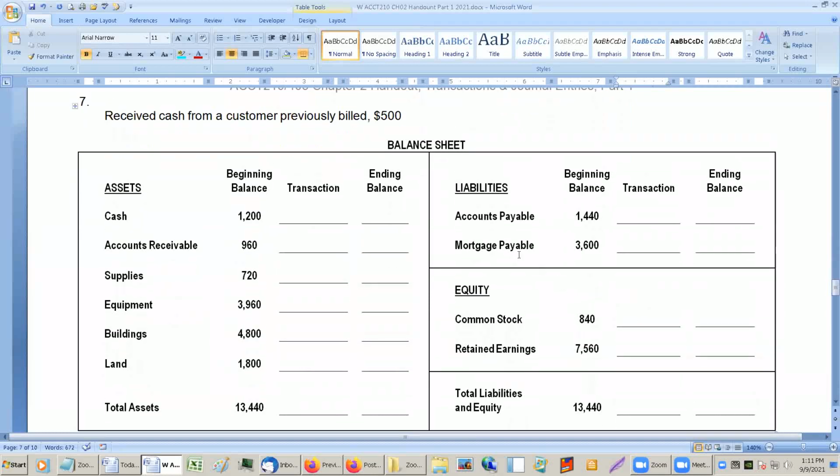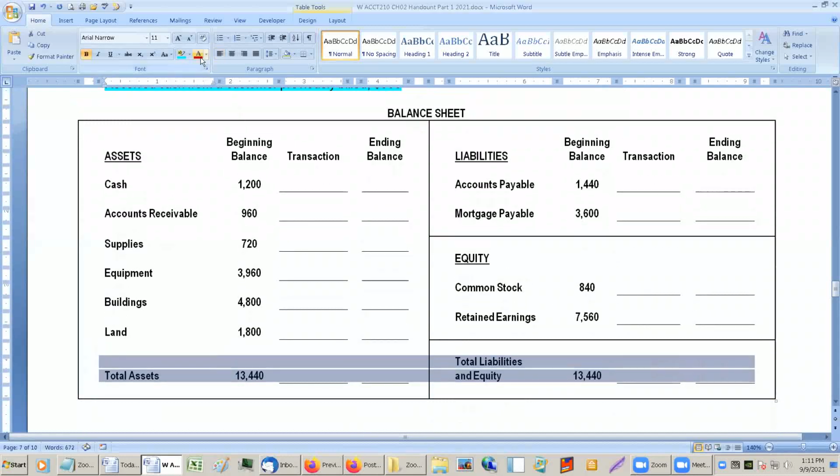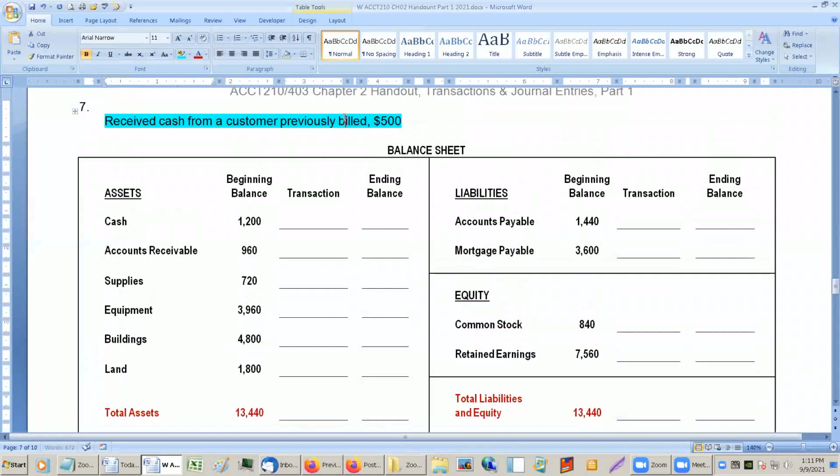Now, these are the ones that get a little bit tricky. Received cash from a customer previously billed. So somebody owed us money, but they paid us now. Accounts receivable. Good. And what else? Cash.